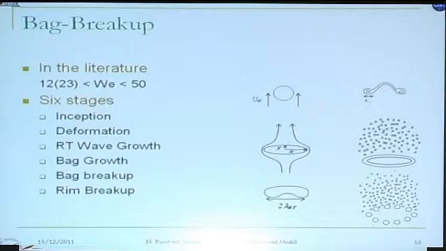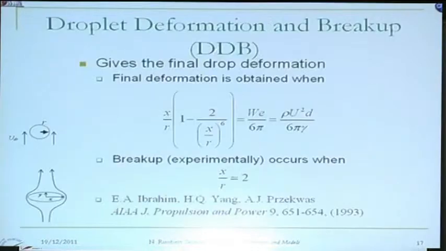And then on this disk, you have wavelengths of Rayleigh-Taylor instability, which are building. This creates the bags, and then the bag is breaking, and the ring is breaking. So I will focus on the first four steps. Actually, the first step will be modeled using the droplet deformation and breakup model of Ibrahim and co-workers. And the second step will be modeled using Rayleigh-Taylor instability.